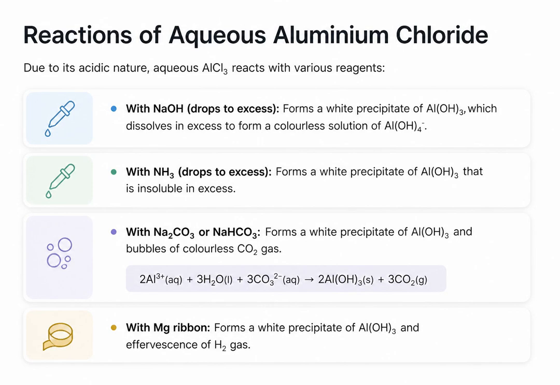Because this aqueous aluminum chloride solution is so acidic, it exhibits some interesting reactions. Adding sodium hydroxide initially forms a white precipitate of aluminum hydroxide, which then dissolves in excess alkali to form a soluble aluminate complex. Ammonia also forms the white precipitate, but it won't dissolve in excess. If you add a carbonate or bicarbonate, the hydrogen ions in the acidic solution react to release bubbles of carbon dioxide gas, while aluminum hydroxide precipitates out. Even adding magnesium ribbon will cause effervescence as hydrogen gas is displaced by the metal.